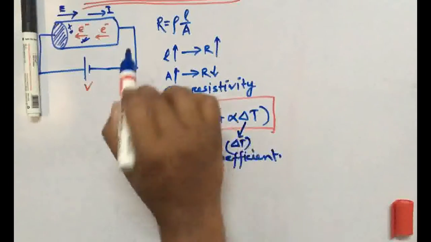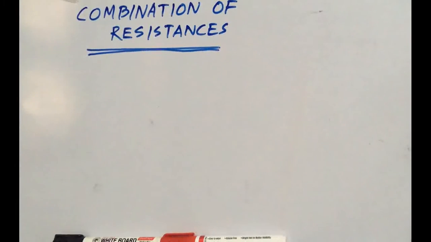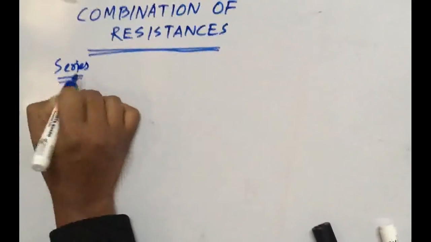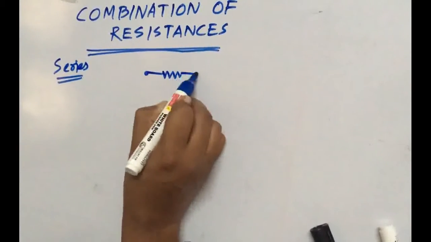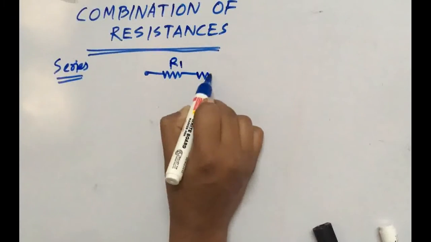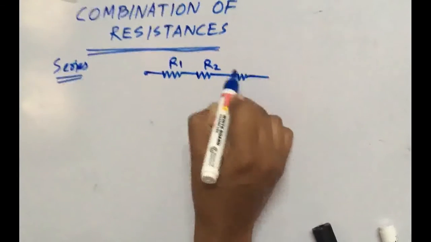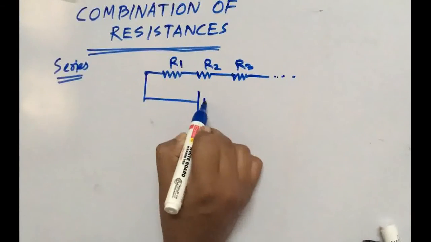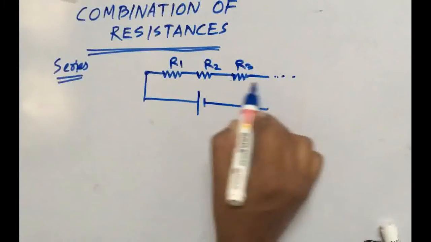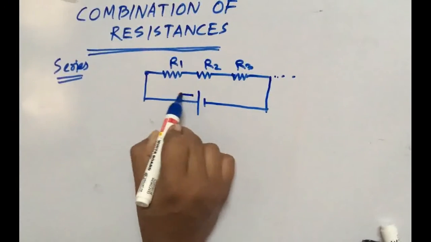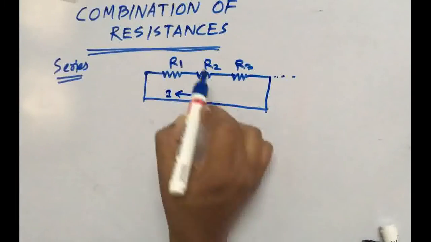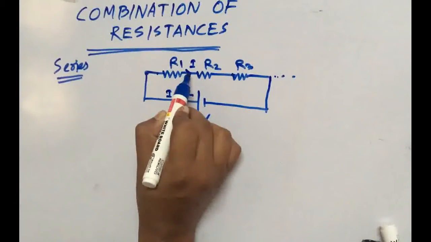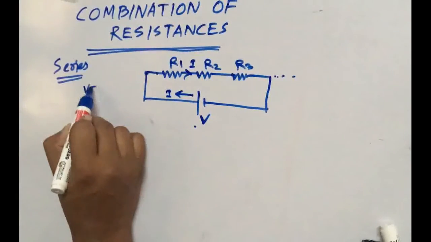Now let me show you the combination of resistances. First see the series combination. Suppose this is resistance R1, this is R2. I have taken only 3 resistances, there may be many resistances like this. And this is the potential applied to this circuit. There will be a current I flowing due to this potential difference, and the same current will flow through all the resistances. Then what happens if we apply Ohm's law, V equals IR?